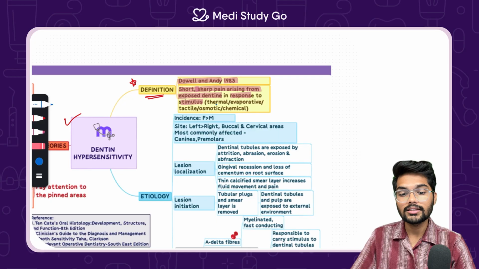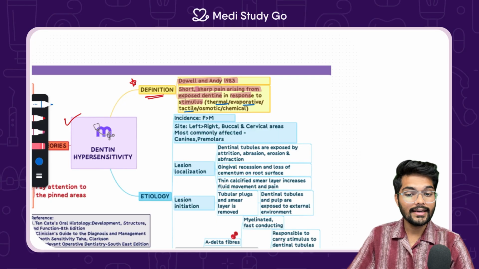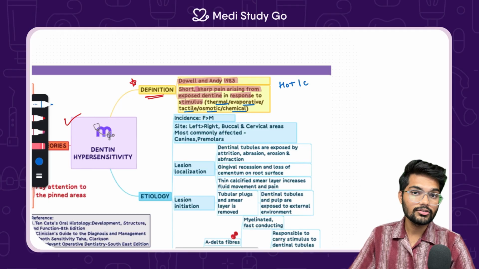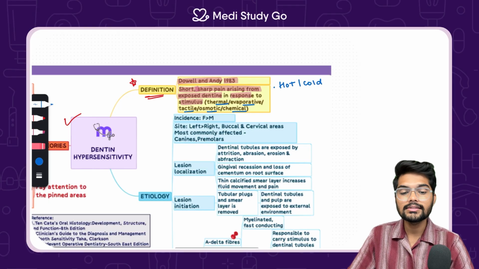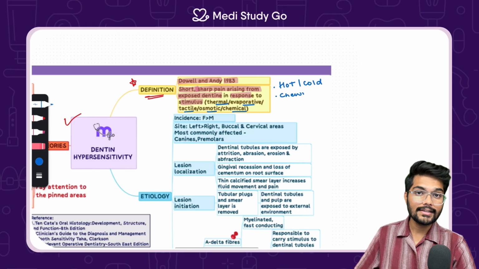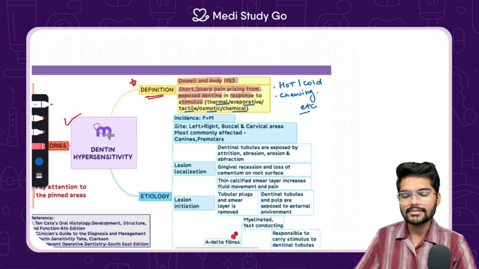This stimulus can be thermal, evaporative, tactile, osmotic, or even chemical. Now, when we talk about thermal, it's obviously hot or cold stimulus, and when we talk about tactile, it can be during chewing and similar things.